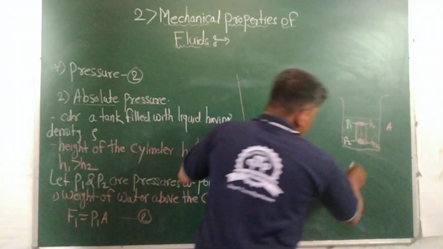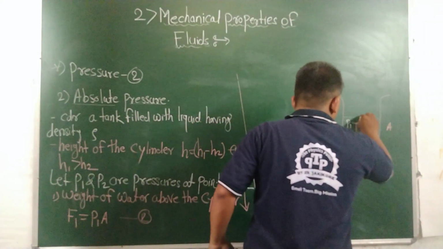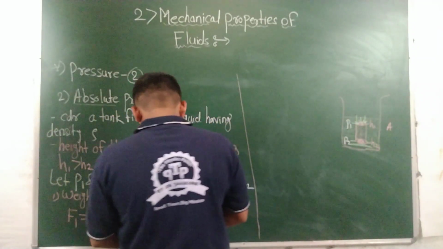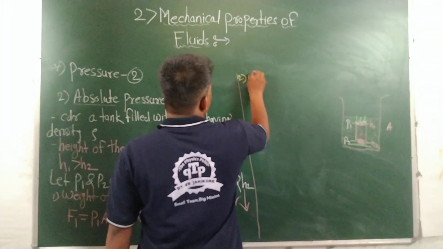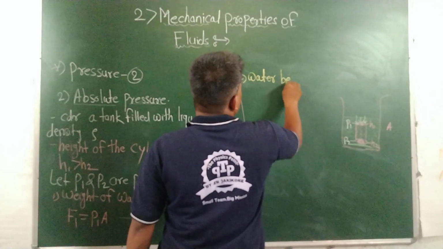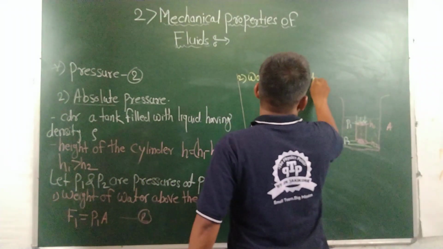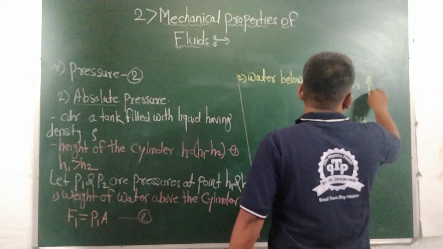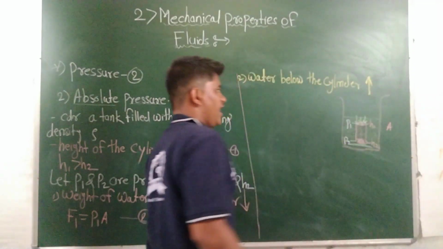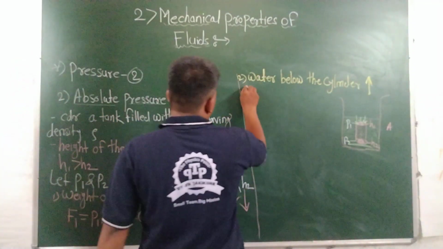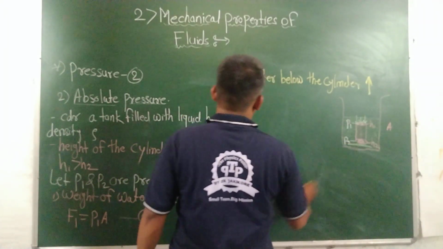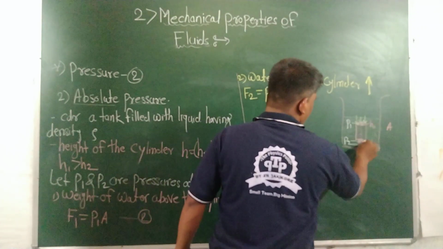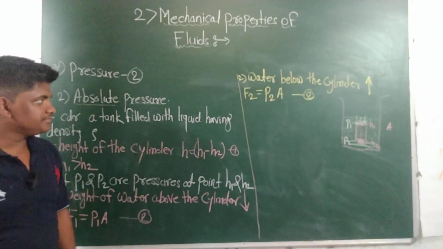Then the water below the cylinder also acts with some force, and this force acts in the upward direction. So the second force is from the water below the cylinder, acting as an upward force. Then F2 is equal to P2 into A. A is the same for all, the area is the same here and there.